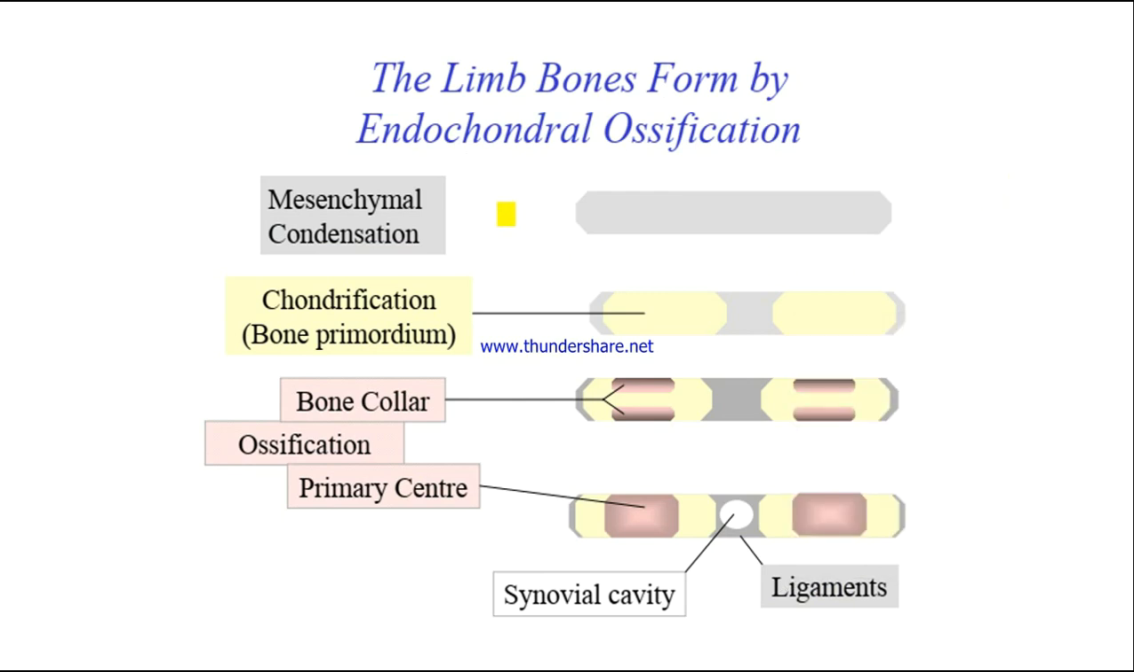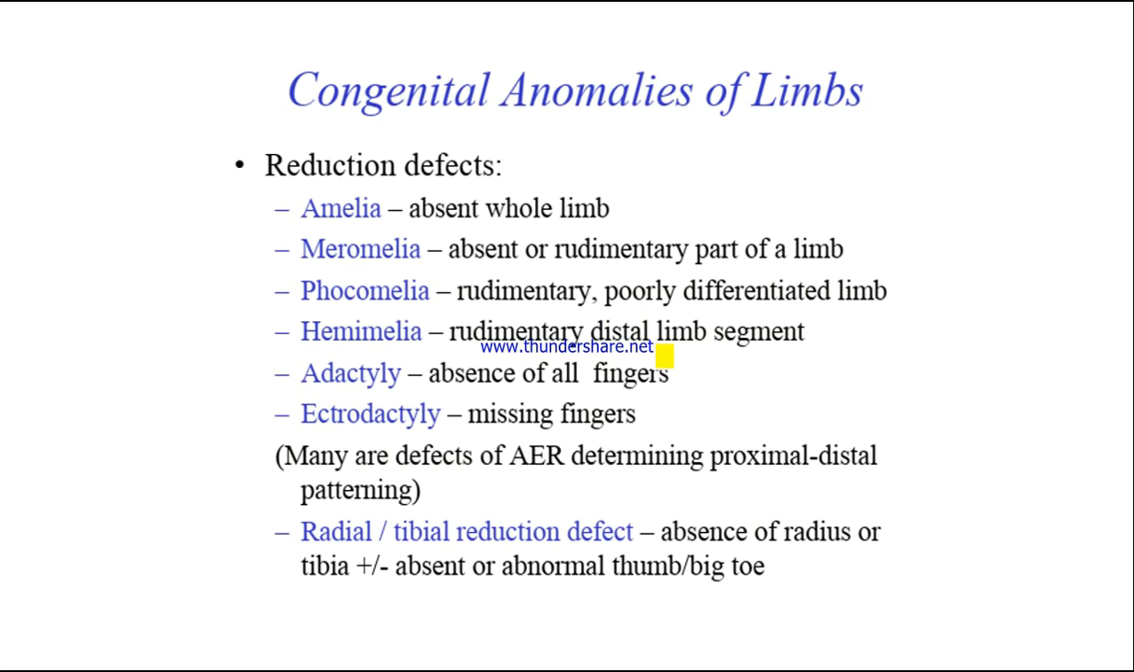The limb bones form by endochondral ossification. We have the mesenchymal condensation, then we've got the chondrification, the bone primordium, which we can see here, the bone collar, ossification, and then the primary centres with the synovial cavity and the ligaments, which is going to start to develop our limb joints.